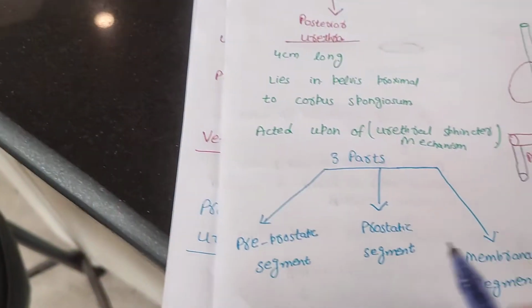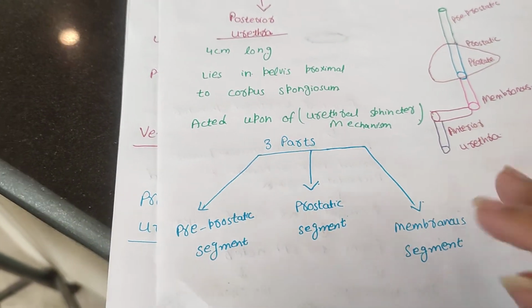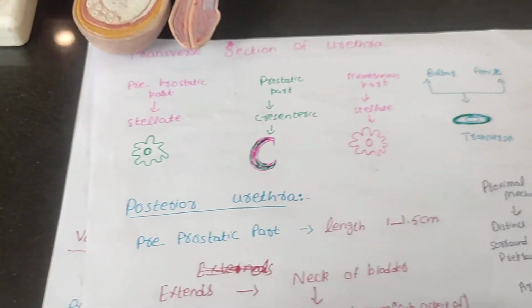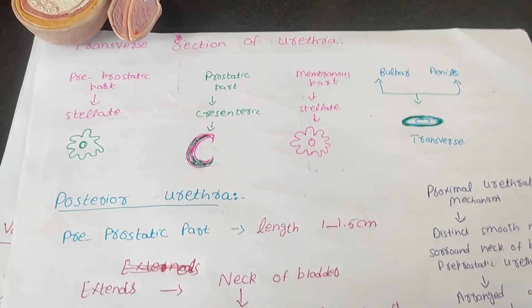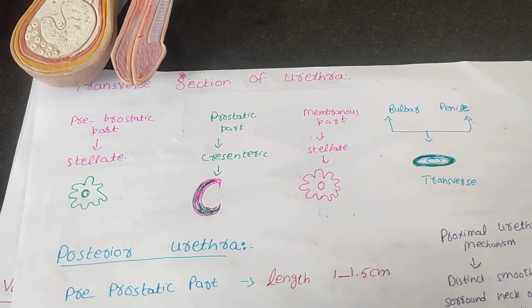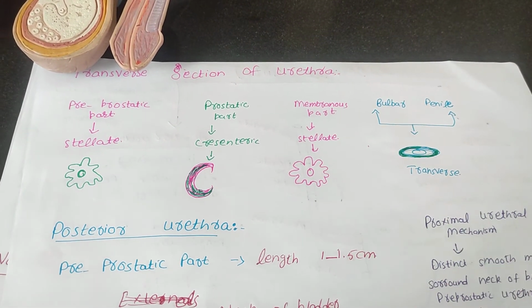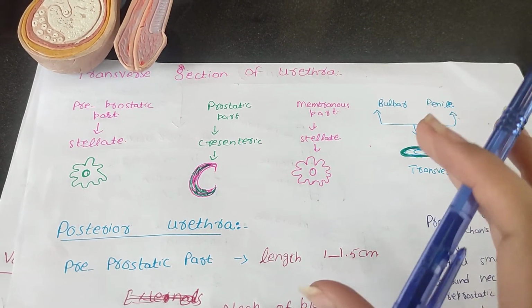Now we will discuss all these 3 parts in detail. This topic is a bit boring, but you have to bear with it because it's very important from the examination point of view. So if we transversely dissect the urethra, we get the transverse section of the urethra. How will all the parts look?